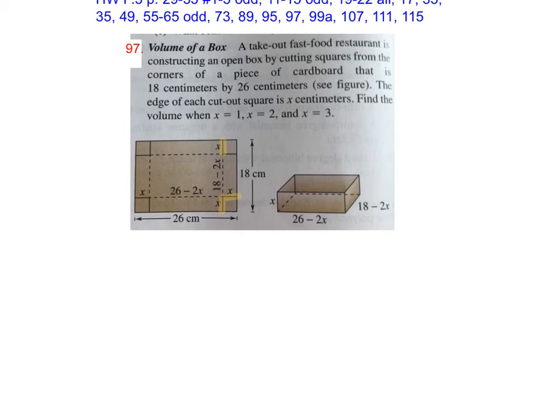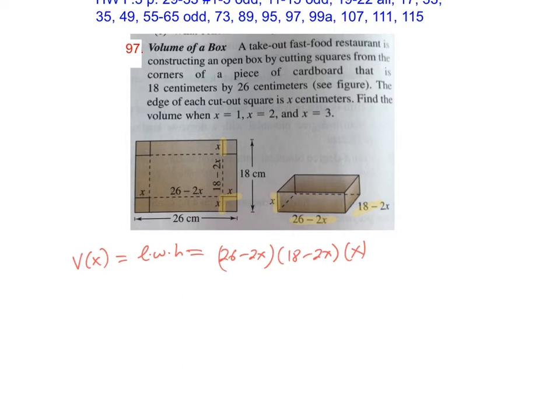So the volume of a box is going to be a function of x, which is the side length that we're cutting out of the little squares. It's going to be the length times the width times the height of our box. So the length of our box, we can say, is 26 minus 2x, times the width, 18 minus 2x, times the height, which is x. And they've drawn these out for us on the diagram that we have.